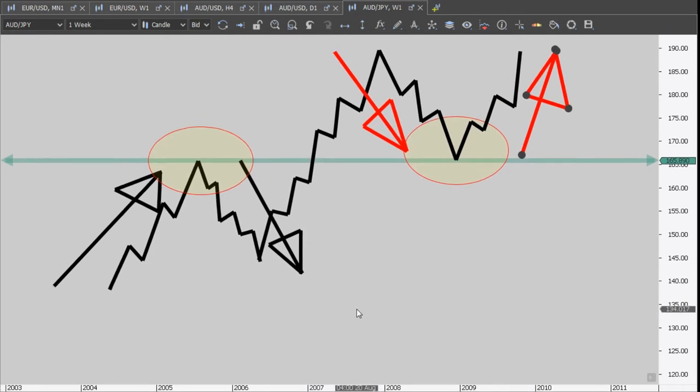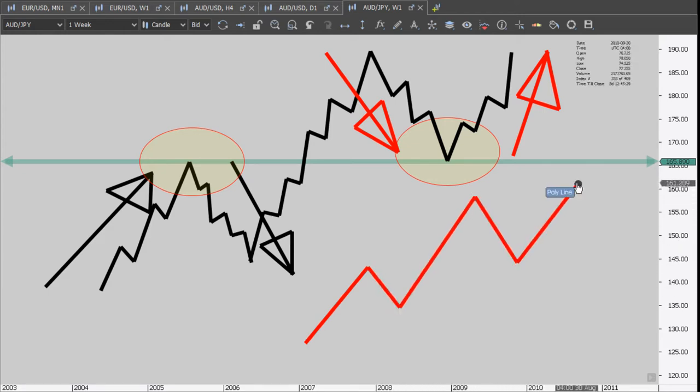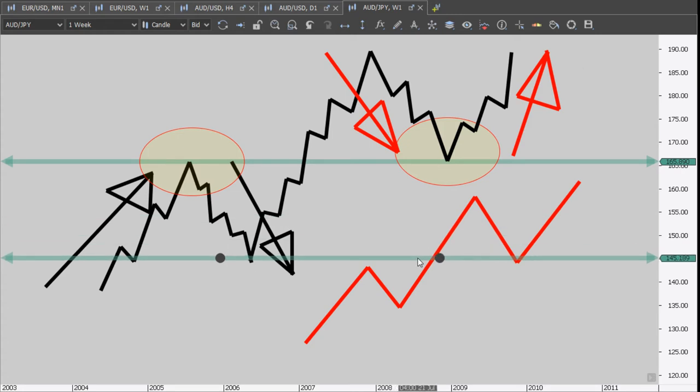Okay? Or if you want on a simple scale, it's like this. This is the pivot point.